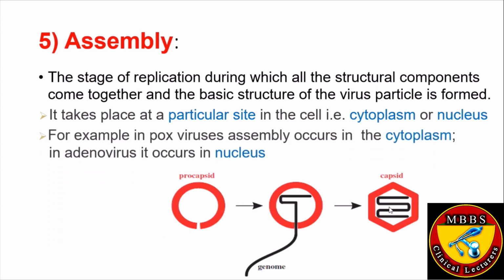And you can see in pox viruses, assembly occurs in the cytoplasm, and in case of adenovirus, it occurs in the nucleus. You can see here. So now this capsid surrounds the genome. Now this is called assembly.